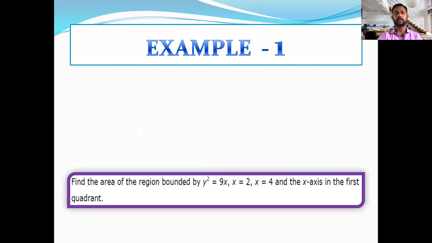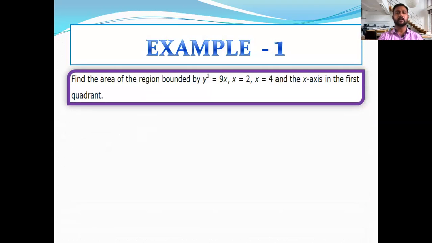Let us go for some examples. Consider to find the area of a region bounded by the curve y square equal to 9x, x equal to 2, x equal to 4, and the x-axis, under the condition it is in the first quadrant. What about the curve y square equal to 9x? You can see that x is linear, y is quadratic in the given equation.